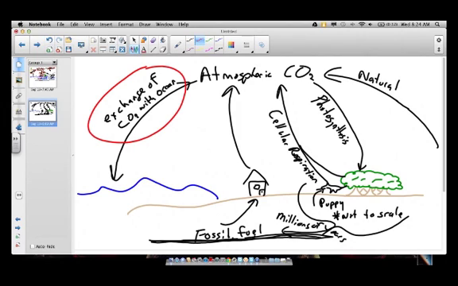Some key characteristics to talk about when you're describing this to me on the test would definitely be atmospheric carbon dioxide, the exchange between the atmosphere and the ocean, cellular respiration and photosynthesis, and the use of fossil fuels by humans. If you get those 5 things, you will have the thorough description of the carbon cycle for the scope of this course.